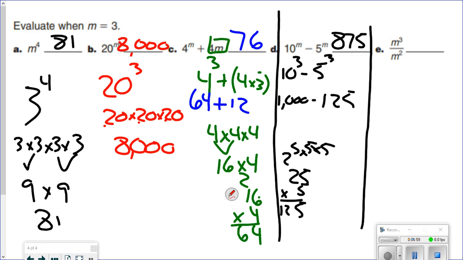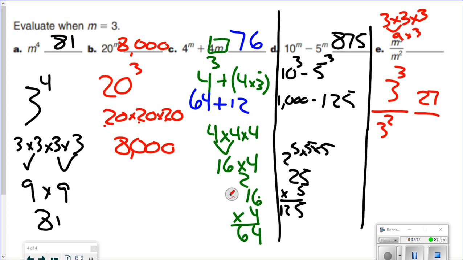Last but not least, we're going to use this one in red, going back to how we did in one of these previous problems. m to the third power, we have 3 to the third divided by 3 to the second. Well, 3 to the third power would be the same as saying 3 times 3 times 3. Well, 3 times 3 is 9, times 3 is 27. So we have 27 divided by 9. Well, what's 27 divided by 9? 3 is your answer.